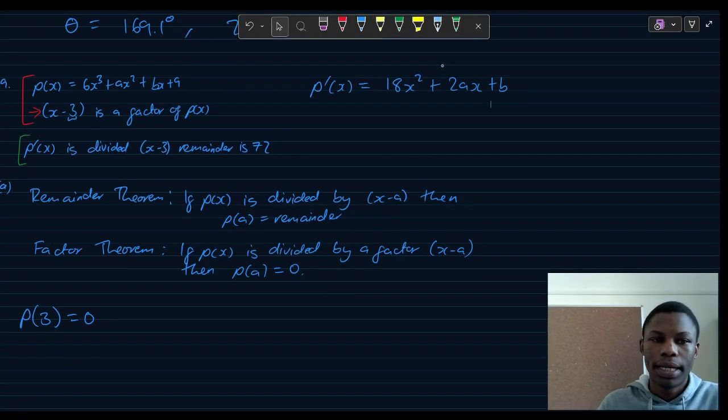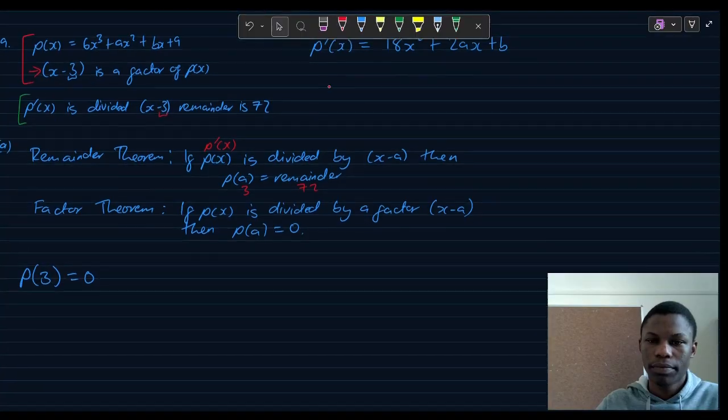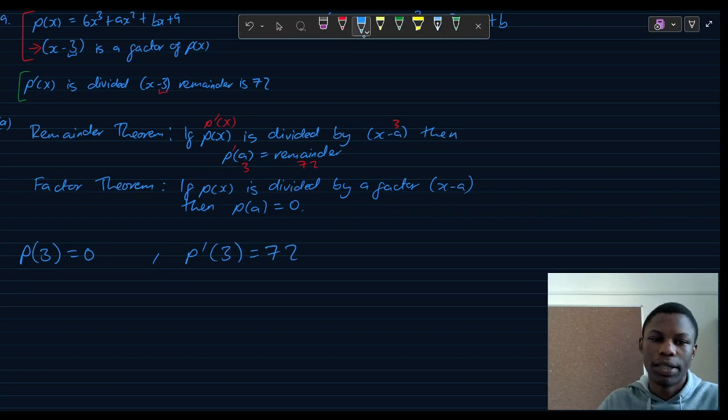So we are told that when p prime of x is divided by x minus 3, the remainder is 72. So here we have to use the remainder theorem. In our case, our polynomial here is p prime of x, our remainder here is 72, and our a here is the 3. I hope that makes sense. So this would be that p prime of 3 has to be equal to 72 by the remainder theorem.